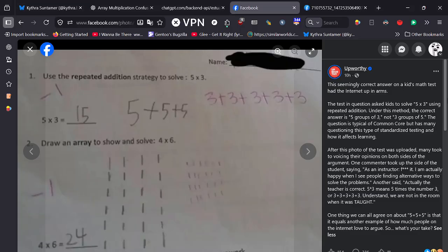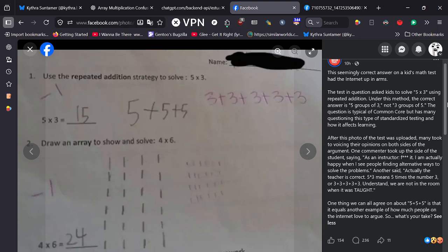So Upworthy writes, the seemingly correct answer on a kid's math test has the internet up in arms. The test question asks kids to solve 5 times 3 using repeated addition. Under this method, the correct answer is 5 groups of 3, not 3 groups of 5. The question is typical of Common Core, but many are questioning this type of standardized testing and how it affects learning.